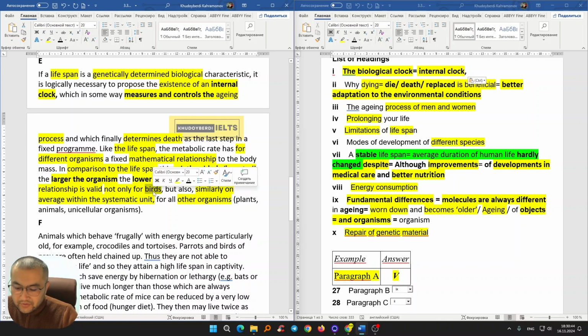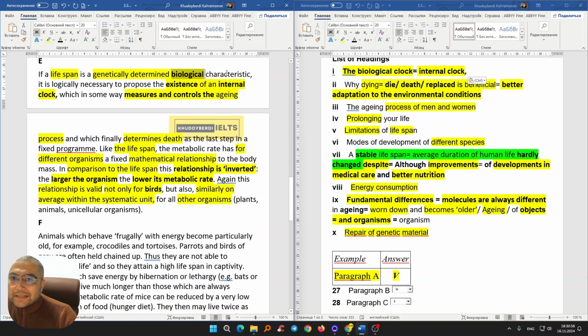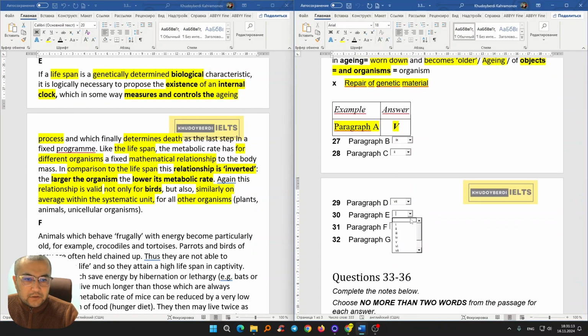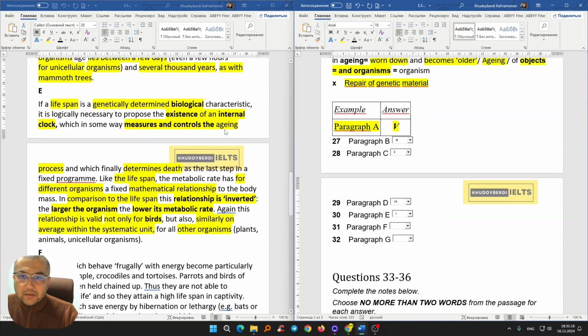Like birds, they are small, which means they have a small lifespan. Why? Because they have an internal clock, existence of biological characteristic, right? So it's talking about an internal clock, it's talking about characteristics inside ourselves, right? So let's write it down, one here for question 30, and let's write 30 here.